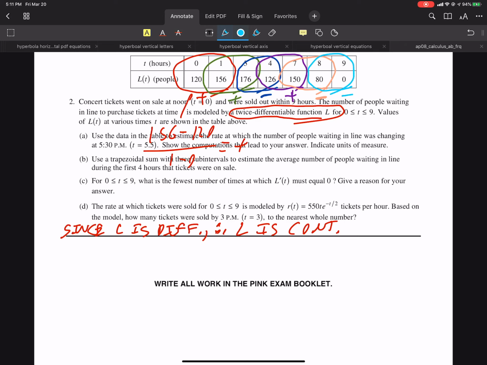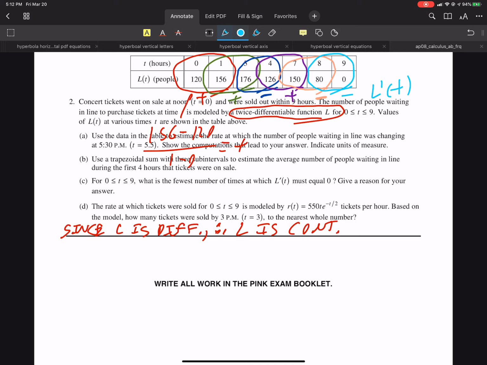So let's take a look. All of these are L prime of t. So you see that it's positive, positive, negative, positive, negative, negative. So L prime has to go from positive to negative, and then negative to positive, and then positive to negative. That's got to be 3 times that it's got to happen to equal 0.